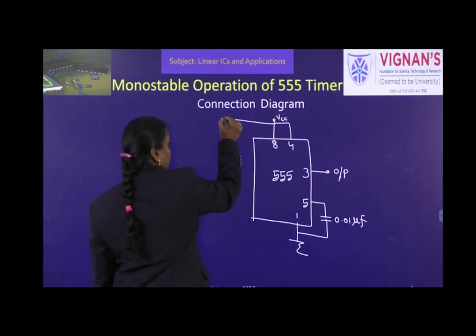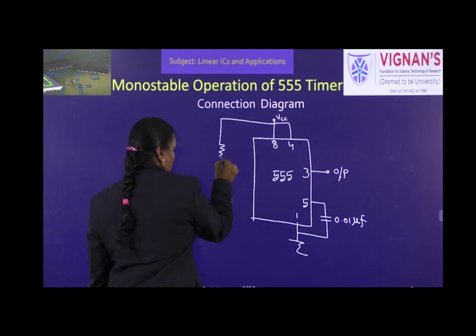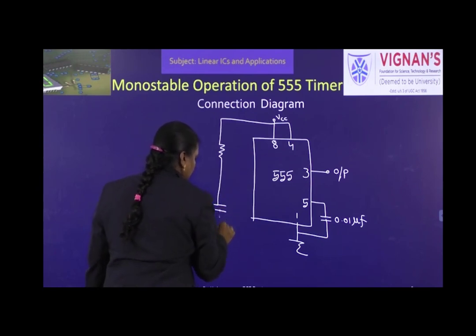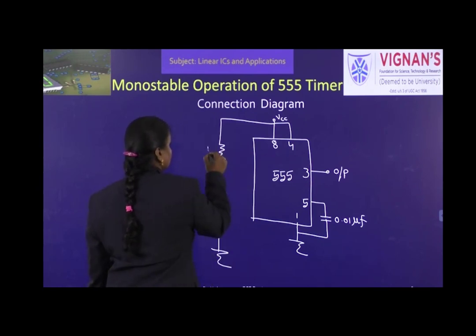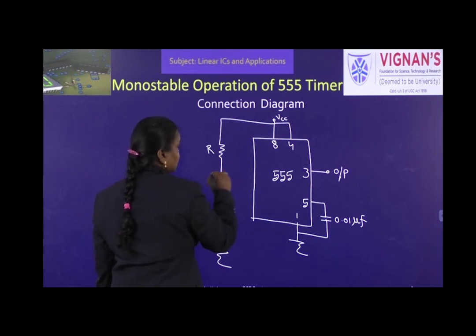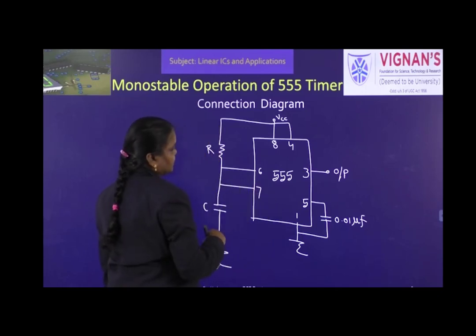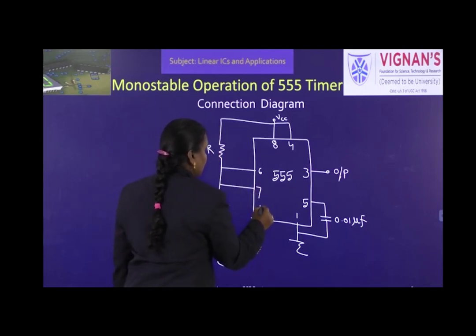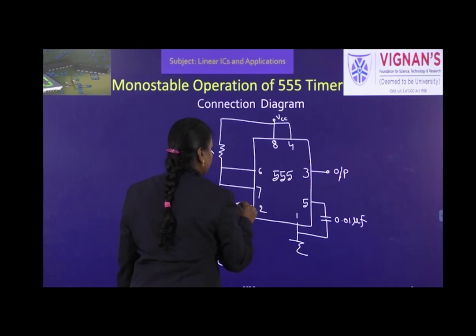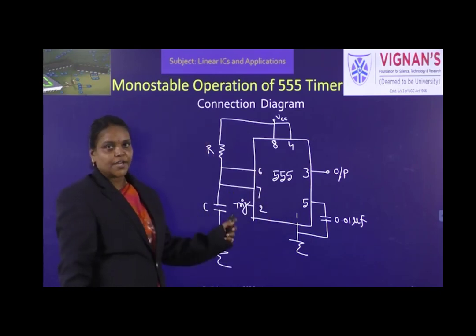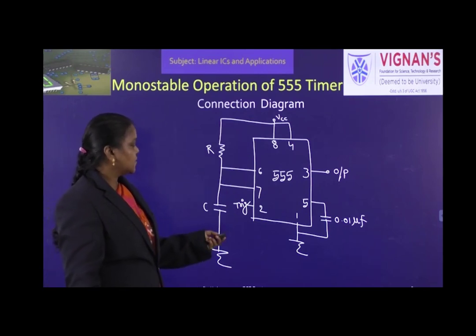And in monostable, we are having RC. This is 6, 7. And here we will give the trigger. So this is the connection diagram, right?